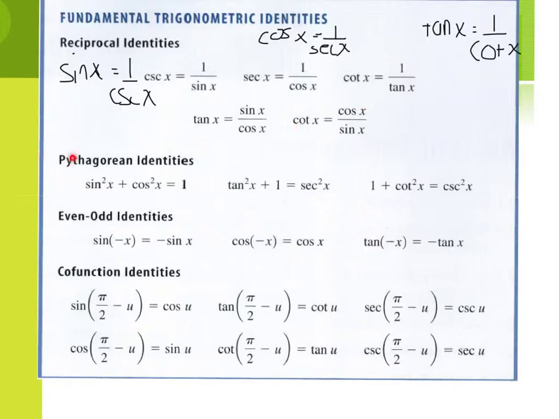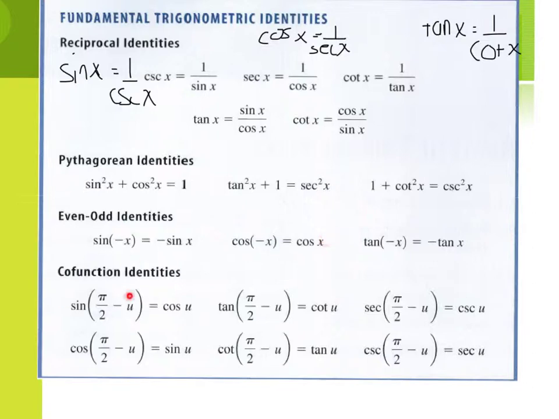And then we have our Pythagorean identities. Sine squared plus cosine squared is equal to 1. Tan squared plus 1 is equal to secant squared. And then we have 1 plus cotangent squared is equal to cosecant squared. We have our even odd identities. Here's an odd function. Here's an even function. And tangent is an odd function.